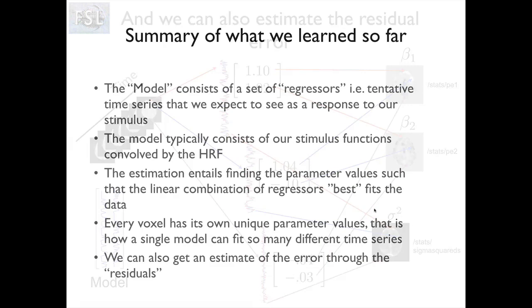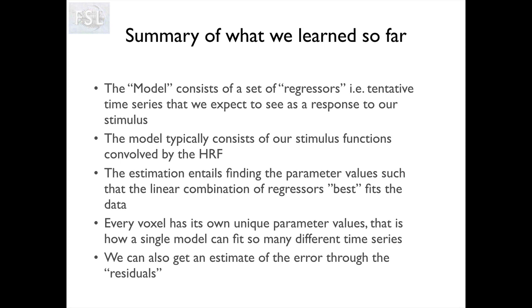So what we've done now is we built the model. The model consists of a set of regressors, i.e. tentative time series that we expect to see as a response to our stimulus. And the model, when we're building the model, as you saw, typically consists of our stimulus function convolved by the HRF, the hemodynamic response function. And what the estimation does is find the parameter values such that the linear combination of regressors best fits the data. Every voxel has its unique parameter values, and that's how a single model can fit so many different time series. And we can also get an estimate of an error through the residuals.